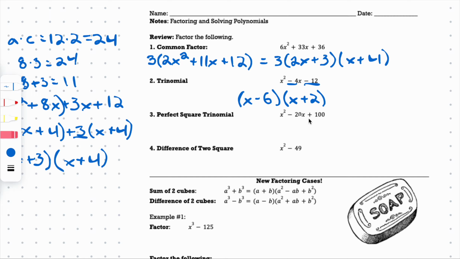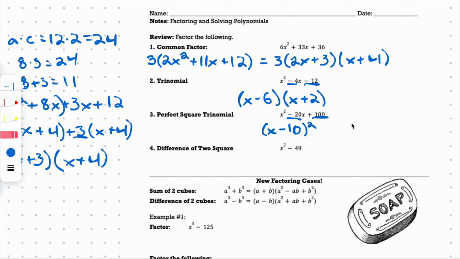And then here we have a perfect square trinomial. So we notice that our c value is a perfect square. And so what's the square root of 100? Negative 10 times negative 10 gives us positive 100, and positive 10 times positive 10 gives us 100. But we want our b value to be negative 20. So we want whatever that square root of 100 is to add to negative 20. That's just a long way of saying eventually this comes out to be x minus 10 squared.